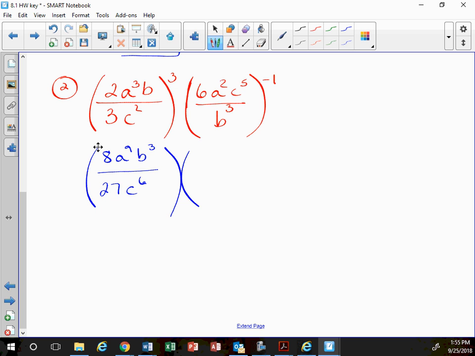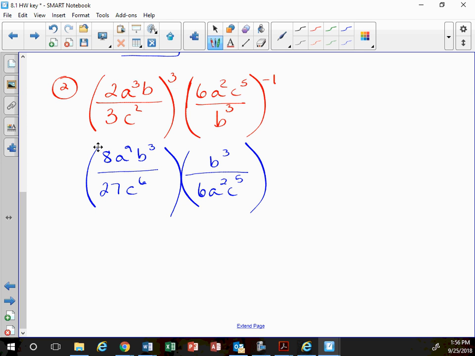Why would it be 8a to the 6th? Because it's cubed and you use power to a power. Think about it. It means there's 3 of those a to the 3rds. So that's a to the 9th. The second one, it's all just raised to the negative first power. That just means it all gets flipped. So the b cubed comes to the numerator. 6a squared c to the 5th goes to the denominator.